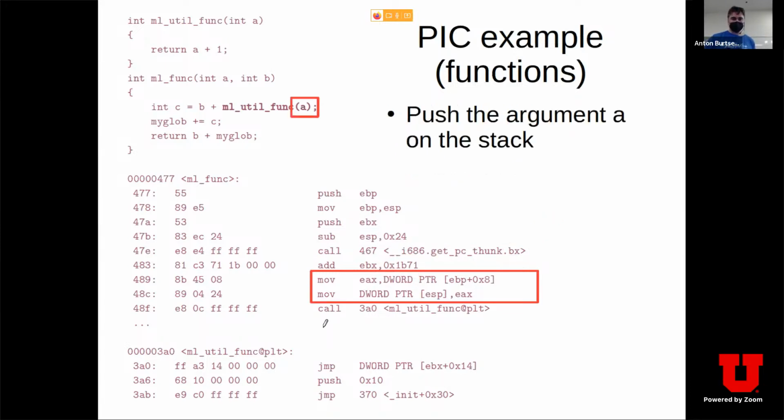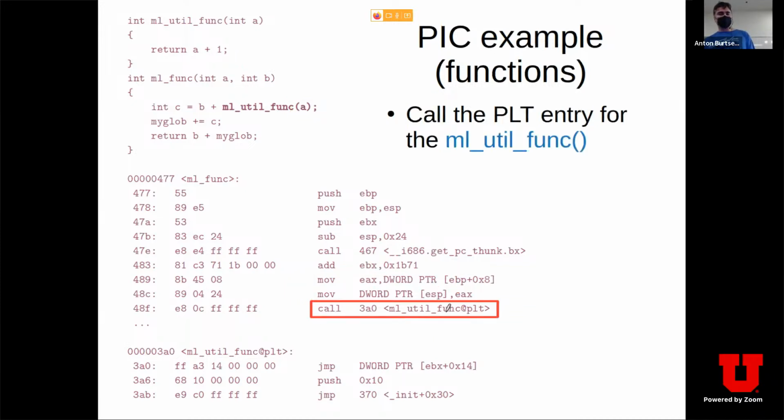So what we do next is essentially we push the arguments. So this is the argument A to this function. We push it on the stack, right? This is a little bit unusual. So essentially what we're doing here, this argument A is our local argument. So we save it in the EAX register and then push EAX on the stack, right? And then we call this entry in the PLT, right?